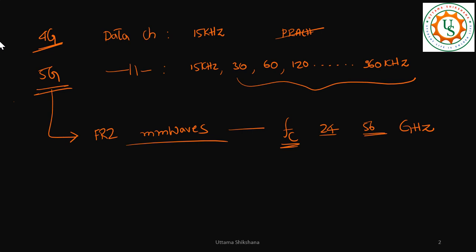if we have a Doppler, then the Doppler will be huge. Why? Because if we see the Doppler frequency equation, it is directly related to the velocity of the vehicle and also directly related to the center frequency FC. So the higher the center frequency, for the same speed of the vehicle, the Doppler spread is higher.